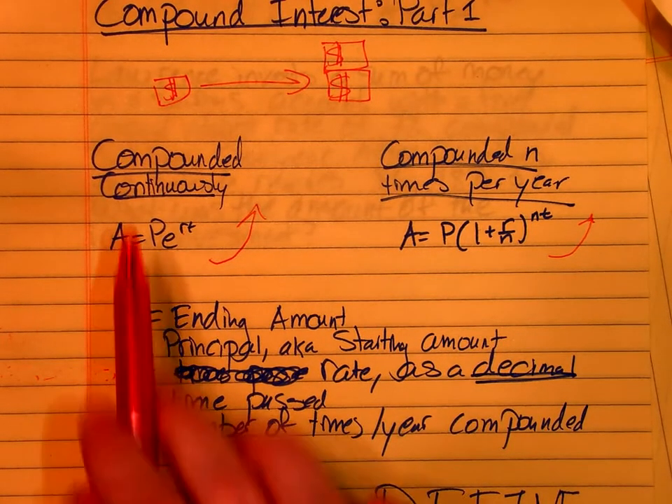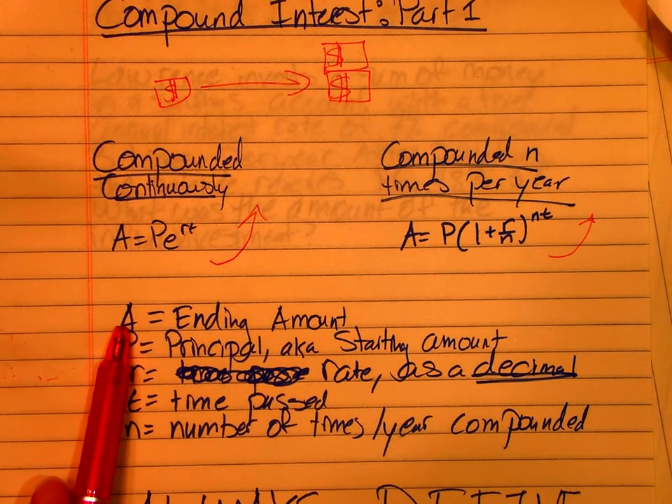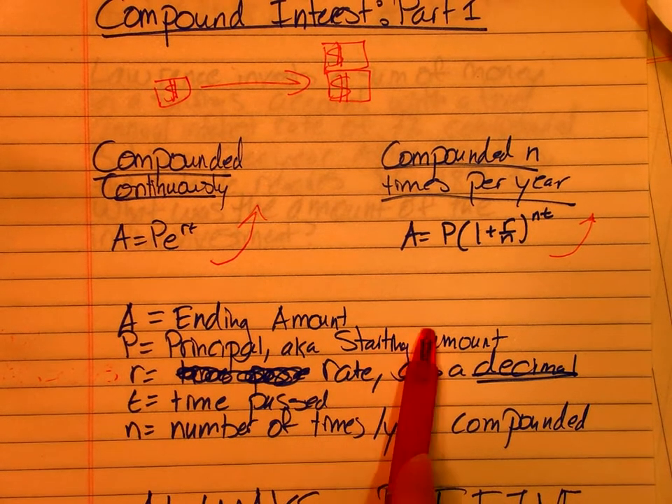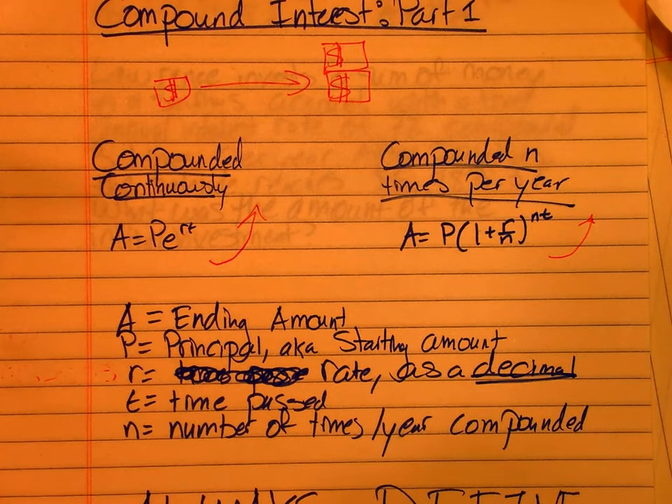Alright, so what do all these different variables mean? Well, A stands for just amount. That's the ending amount of money that you have. So if it says how much money do you have after 15 years, it's asking for you to find that ending amount. P is the principal. That is how much money you started with. So how much money did you put into your bank account, or what was your original credit card debt?